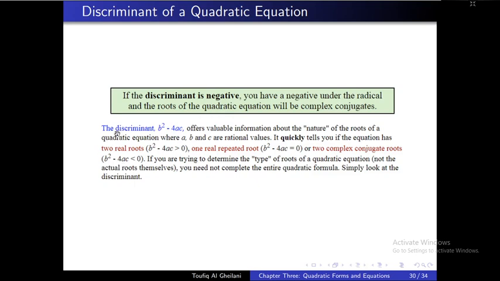So the value of the discriminant is b squared minus 4ac. If the value is greater than 0, we have two real roots. If this value equals exactly 0, we have one real repeated root. If the discriminant value is less than 0, then we have two complex conjugate roots.